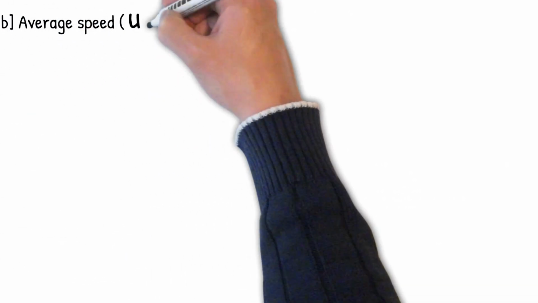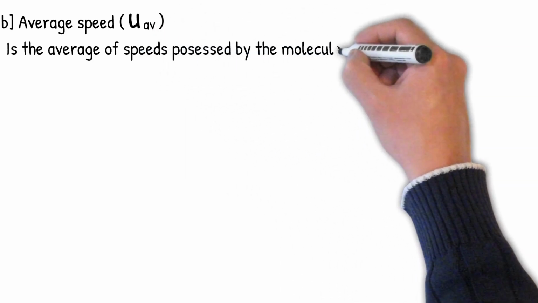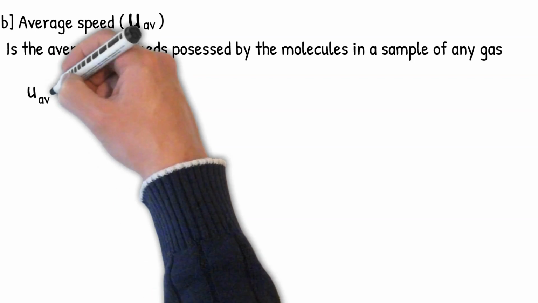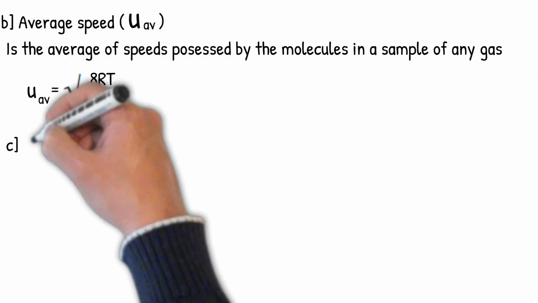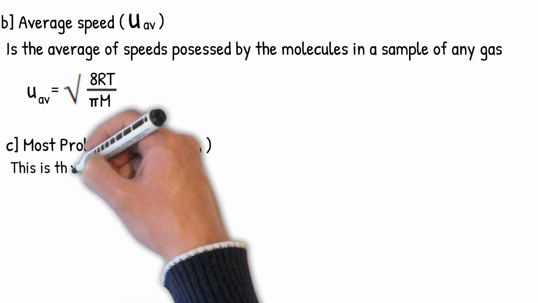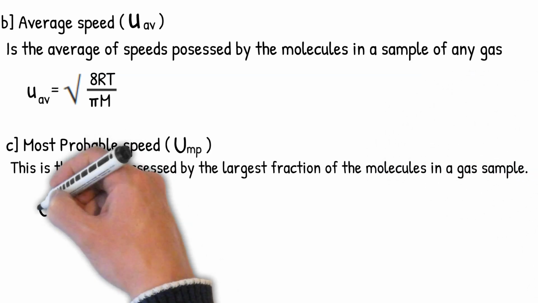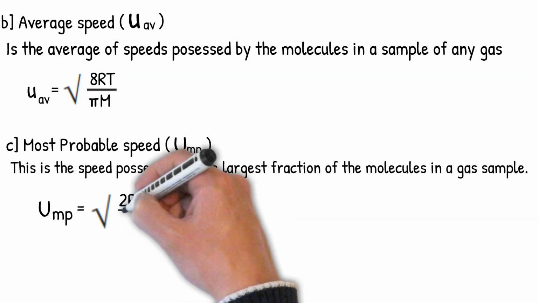B. Average speed, denoted by UAV, is the average of speeds possessed by molecules in the sample of any gas. Its formula is UAV equals the square root of 8RT divided by pi m. C. Most probable speed, denoted by UMP. This is the speed possessed by the largest fraction of molecules in a gas sample. Its formula is UMP equals the square root of 2RT divided by m.